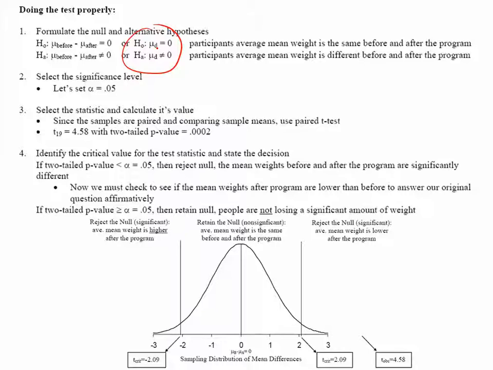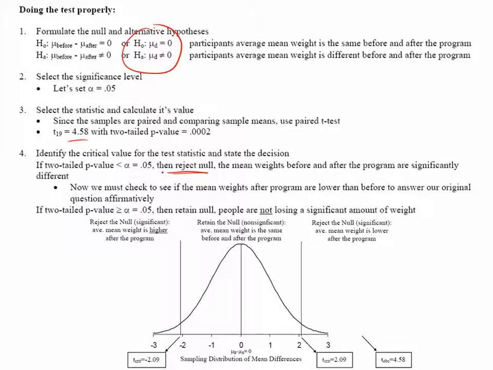We select the significance level first, then we calculate the t-statistic. The t-statistic in this case is 4.58. We'll calculate that using Excel in just a moment. The p-value is 0.0002. Well, the t-stat is greater than the t-critical. The p-value is less than alpha. Both of those tell us that we should reject the null. This means that the mean weights before and after the program are significantly different. Now, we don't know at this point whether they lost or gained weight. We just know that they changed weight. So we must check to see if the mean weights after the program are lower than before to answer our original question.